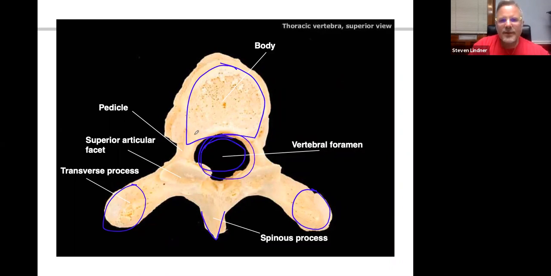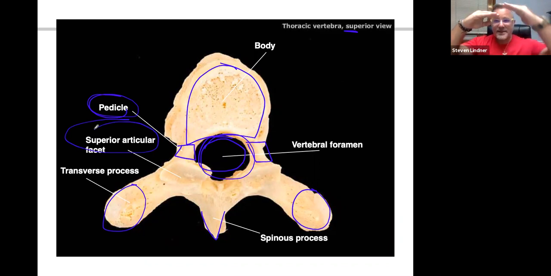Now, from the vertebral body right here on both sides, there's this bridge or connection and this bridge or connection. Those are called pedicles. Because we're looking at this from the top view, it's the superior view. This is the superior articulating facet. So the superior articulating facet is going to articulate with an inferior articulating facet from the vertebra above it.